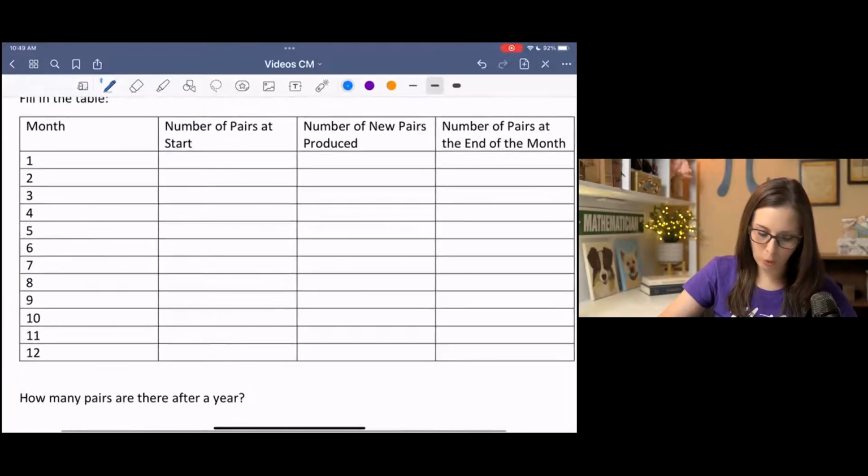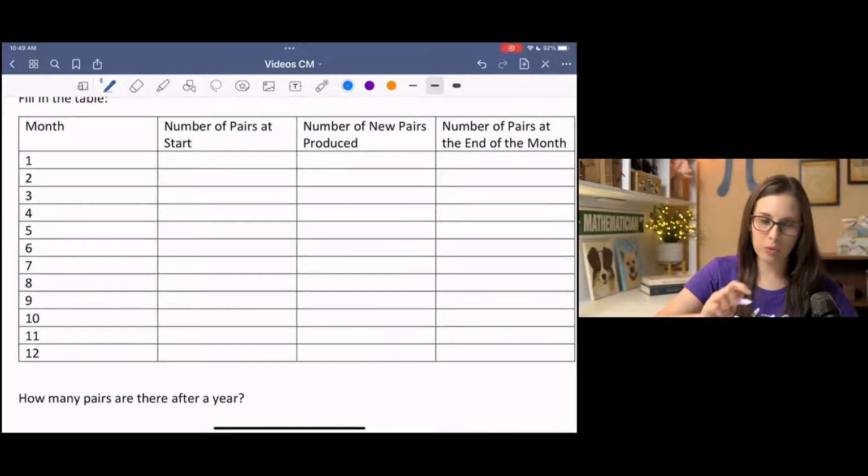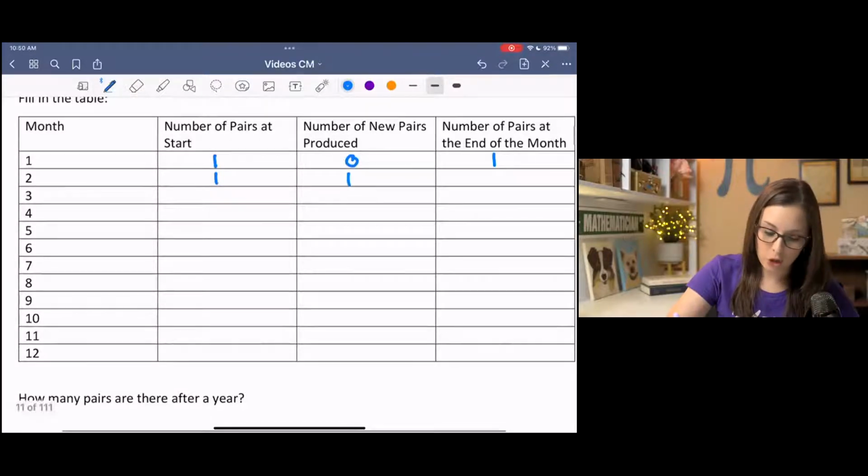Now watch the wording here. I did say 2 bunnies, but 2 bunnies is 1 pair. It says number of pairs. So in the first month, we have 1 pair, and they did not reproduce. So after that first month, we still only have 1 pair.